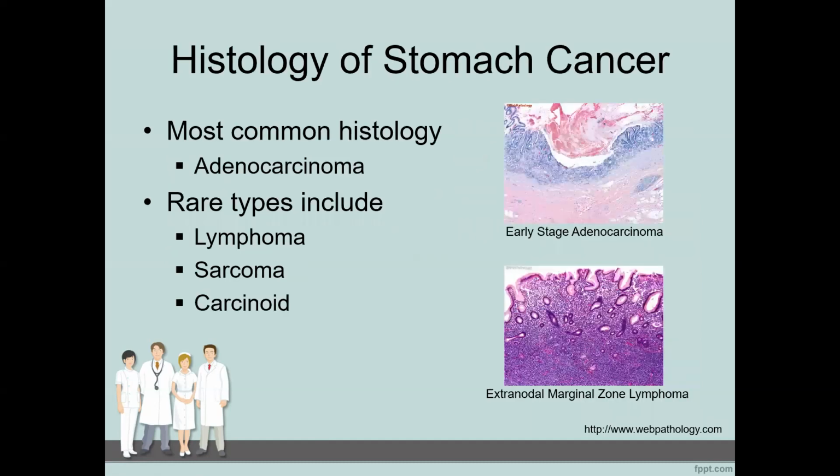The most common type of stomach cancer is adenocarcinoma. Other rare types include lymphoma, sarcoma, and carcinoid. The top pathology photo is an early stage adenocarcinoma, and the other photo is actually an extranodal marginal zone lymphoma of the stomach. So lymphomas, once again, can be found in other organs than the lymph nodes. That's what it looks like.